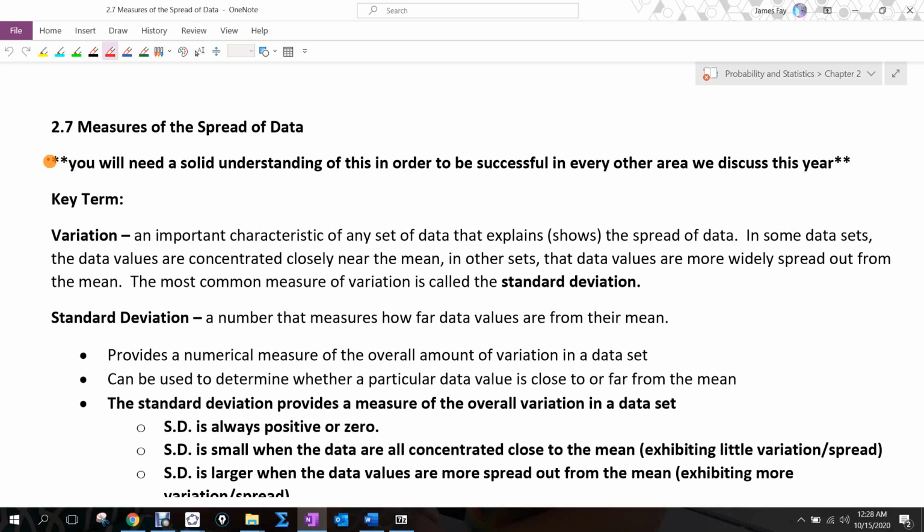this year. Okay, so standard deviation, what we're going to mainly talk about here, is extremely important, extremely critical for being able to conduct our statistical analyses through the rest of the course.